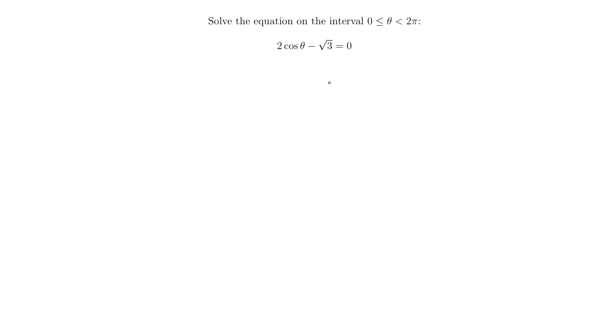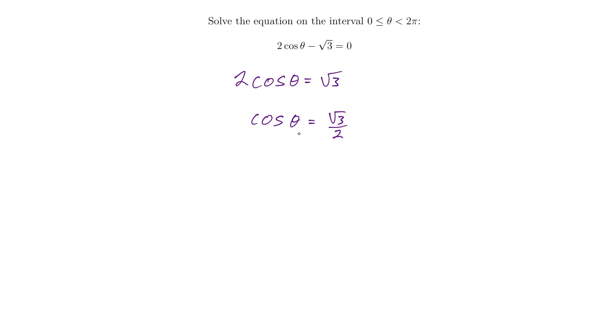So the first step whenever you're solving a trig equation is to get it in the form trig function of some angle equals a number. So the first thing we need to do here is solve for cosine theta. If we do that, we'll add square root of 3 to both sides. We get 2 cosine of theta is equal to the square root of 3. And then divide both sides by 2, we get cosine of theta is equal to the square root of 3 over 2. And now we have cosine of theta equals a number.